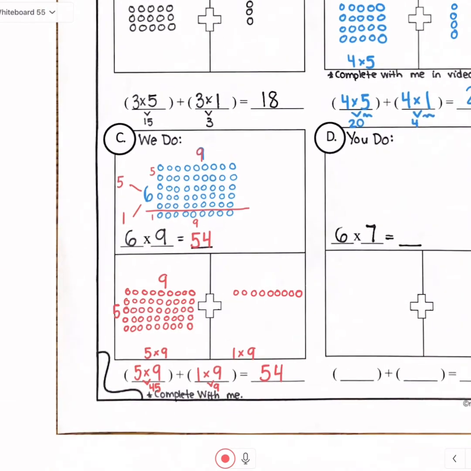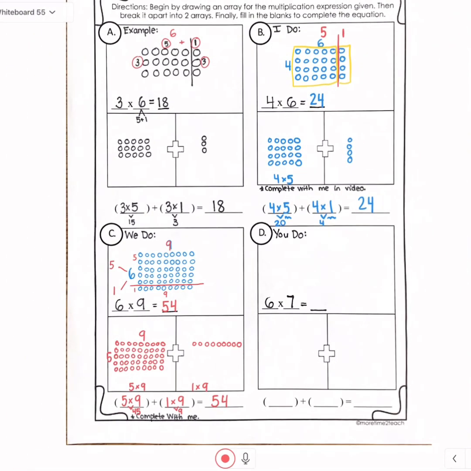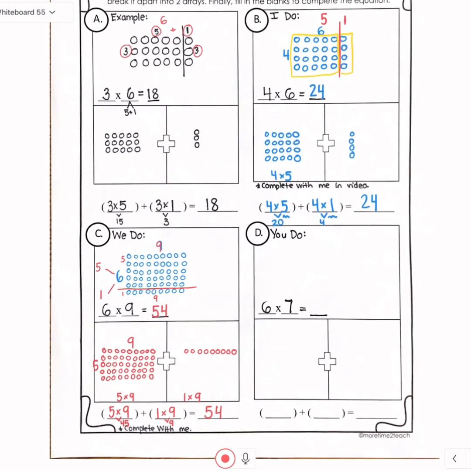So when you turn this paper in, you are going to go ahead and have this entire page completed just like this, along with the you do completed as well. And this will be posted on Seesaw. So make sure that you are turning that in.